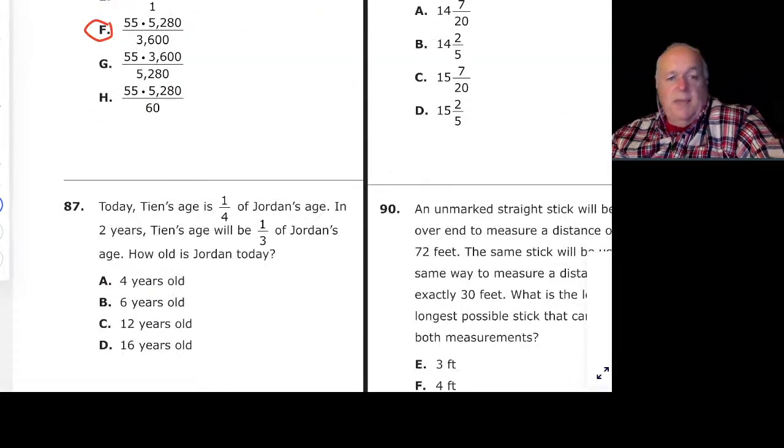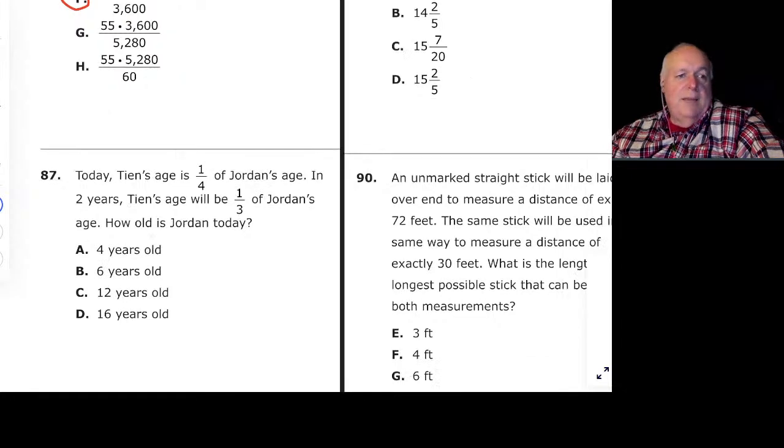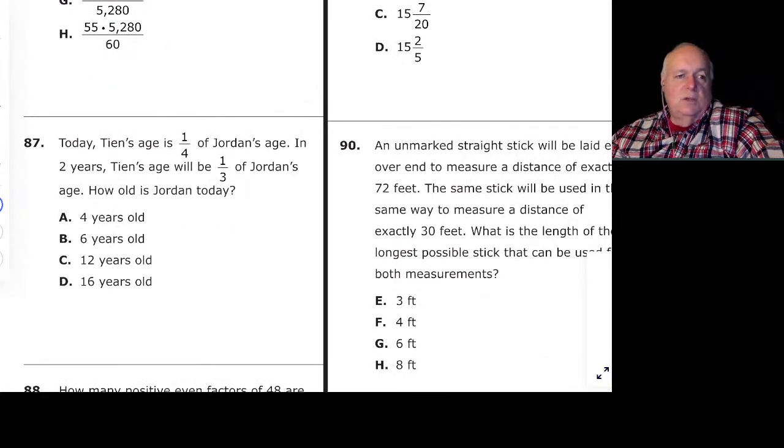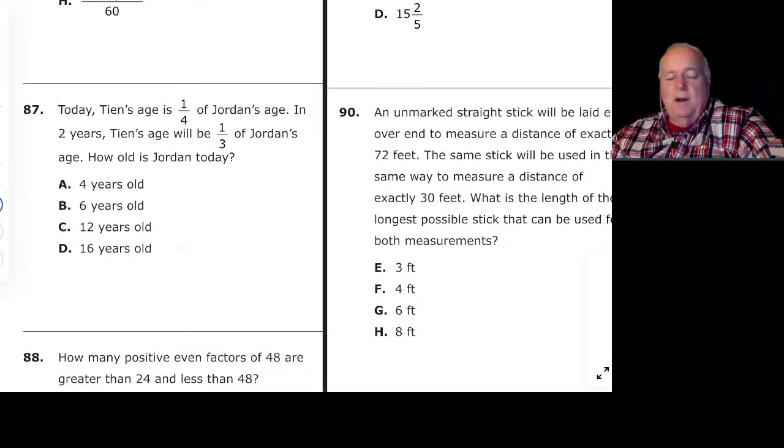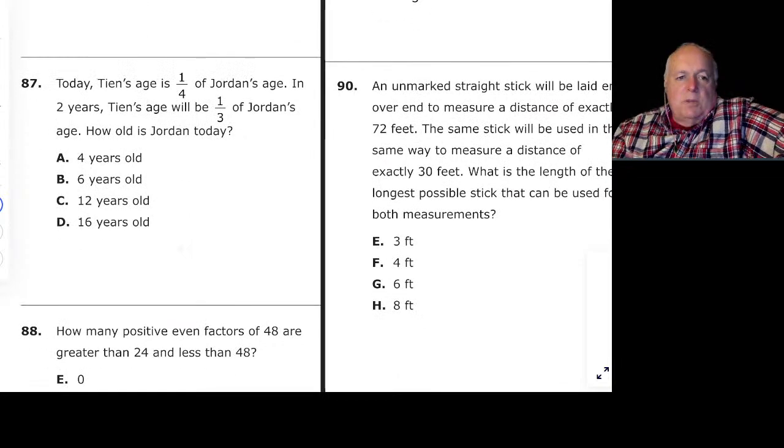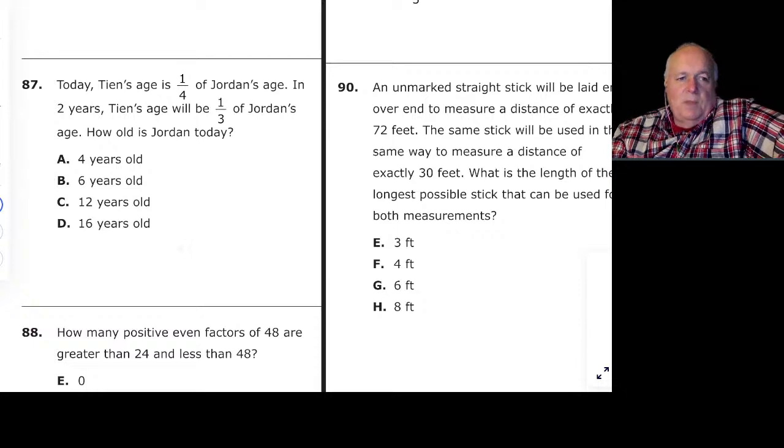Okay, this is a classic age problem. It's on many standardized exams. It's also an integral part of your grade 7 algebra discussions. Today, Tien's age is a quarter of Jordan's age. So Tien is equal to 1/4 of Jordan. So that's the same as J over 4.